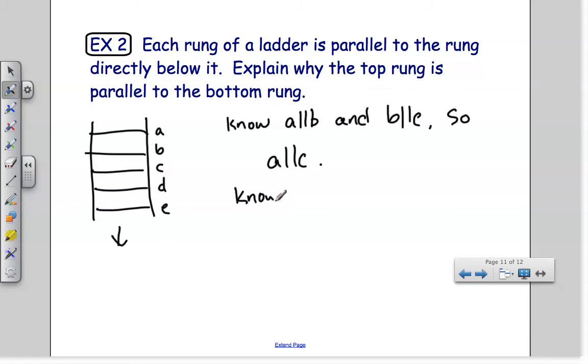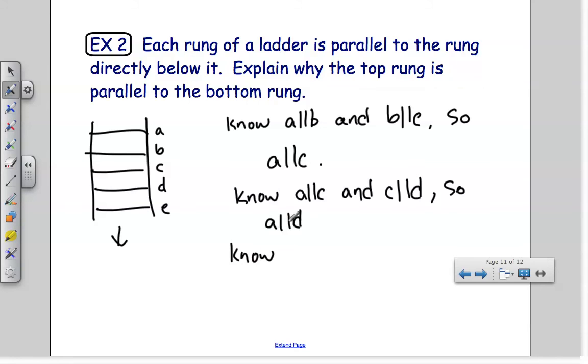And now I say, okay, I'm going to take that where I know that A is parallel to C, and what do I know C is parallel to? The one directly below it. And C is parallel to D. So use transitive again. These were both parallel to C, A, and D. So now A is parallel to D. Look at that. You have the first and fourth rung parallel.